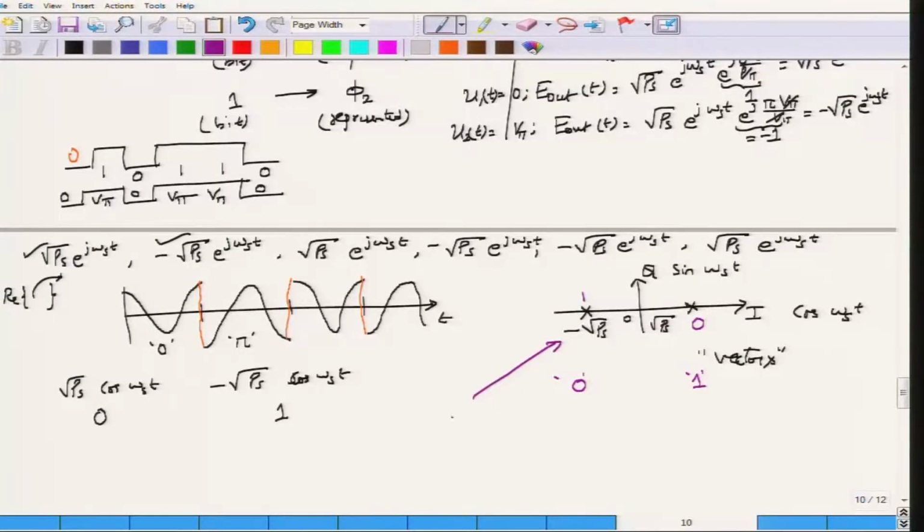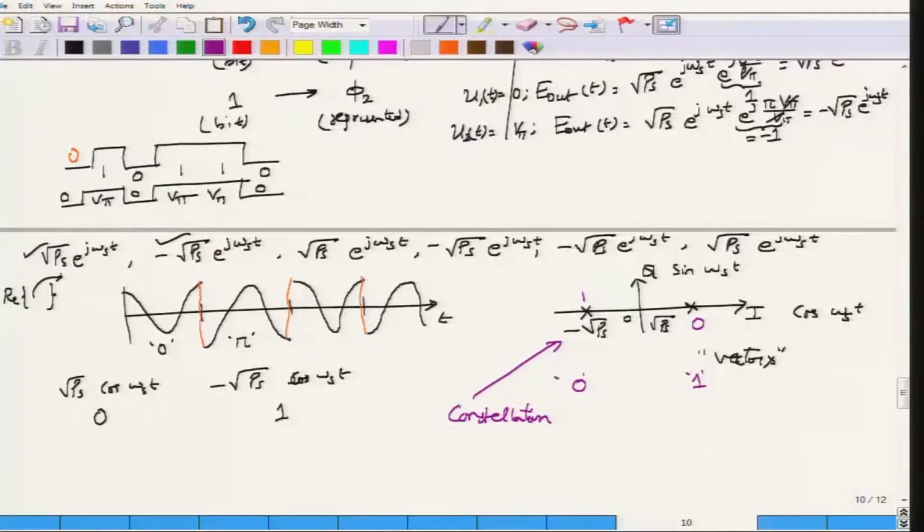This figure is incidentally called a constellation. At this point we have a constellation with only 2 points. Later we will see that you can modulate not only on the cosine omega st component, but also on the sine omega st component, and you can mix both of them.